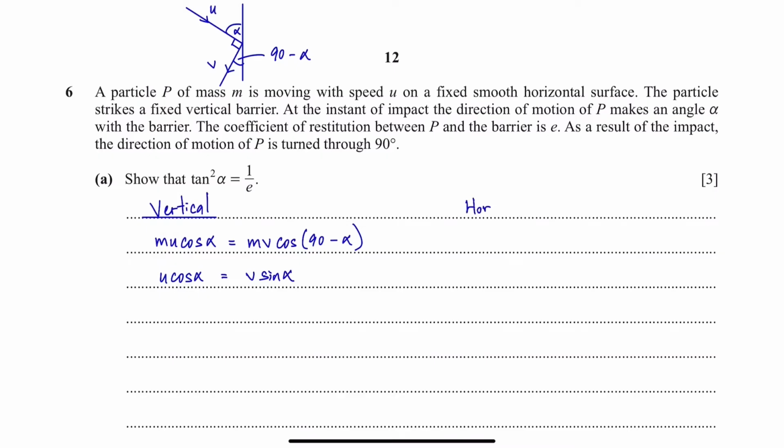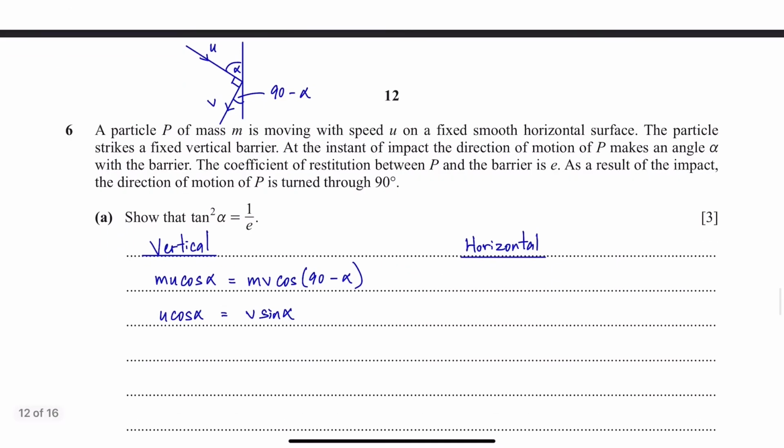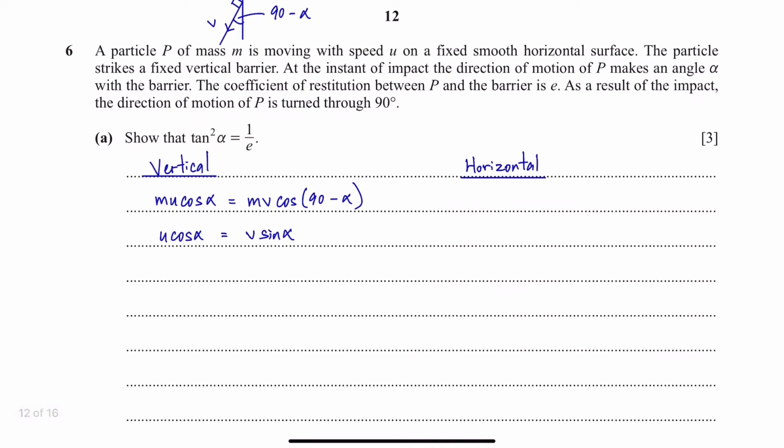And for the horizontal momentum, that means we resolve the velocity in this direction. We know that we need to use the information that the coefficient of restitution is E. So we need to use the formula v1 minus v2 equals negative E times u1 minus u2.